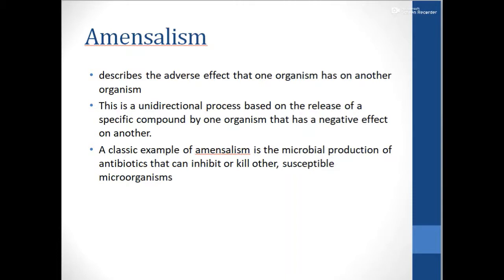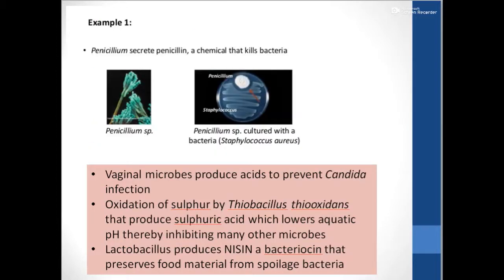Amensalism is a unidirectional process, based upon the release of a specific compound by one organism that has a negative effect on the other. The most classical example of amensalism in microbes is the production of antibiotics, which will inhibit or kill susceptible microorganisms. You can see in this picture, Penicillium species producing penicillin, and this penicillin will inhibit or kill other bacteria. So this is a case of amensalistic reaction.